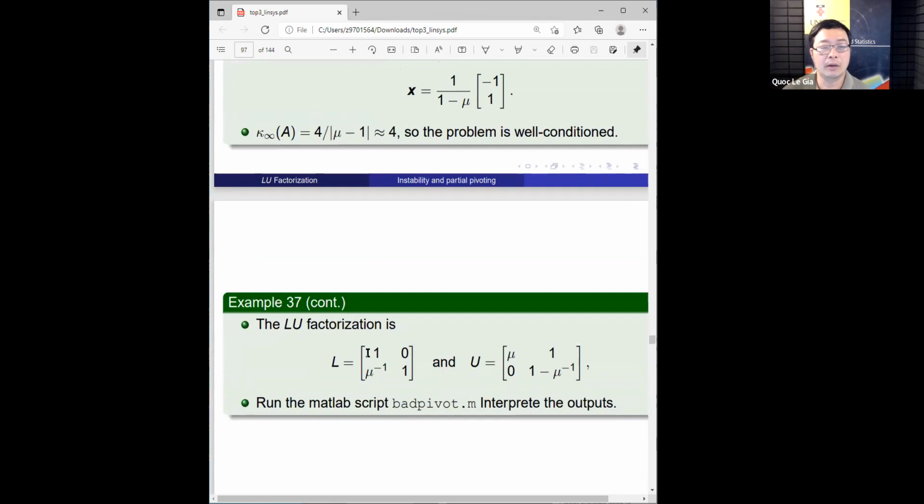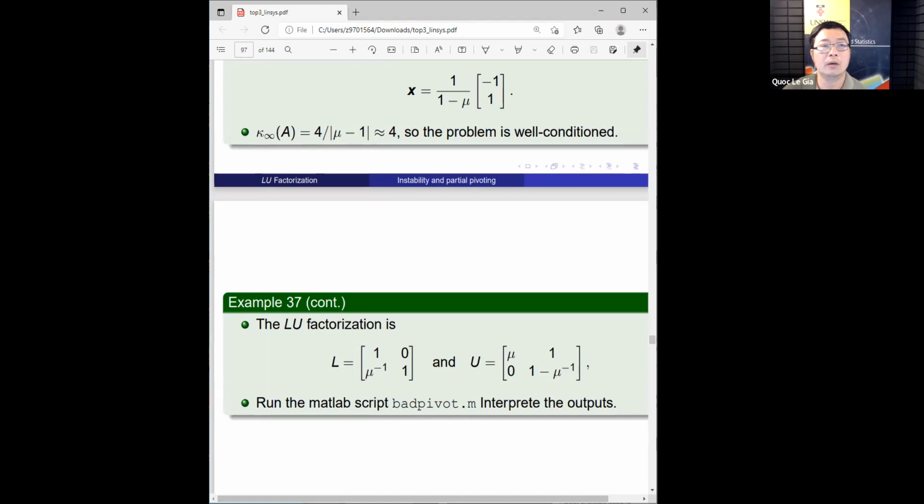However, now if you look at the LU factorization, the matrix L looks like this: 1, 0, 1 over mu and 1, and the upper triangular matrix U is mu, 1, 0, 1 minus 1 over mu. Remember, mu is very small, so 1 over mu is a very big number. See what happens if I use MATLAB to run this.